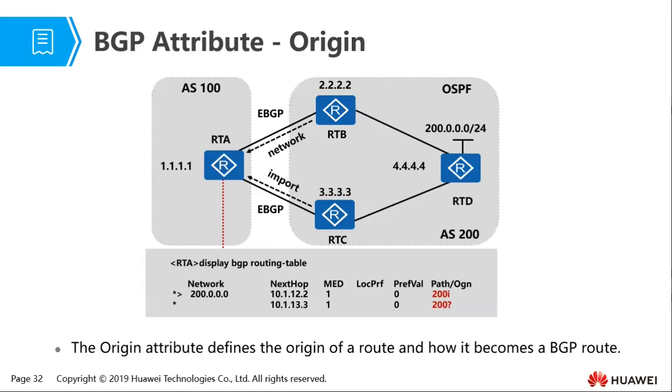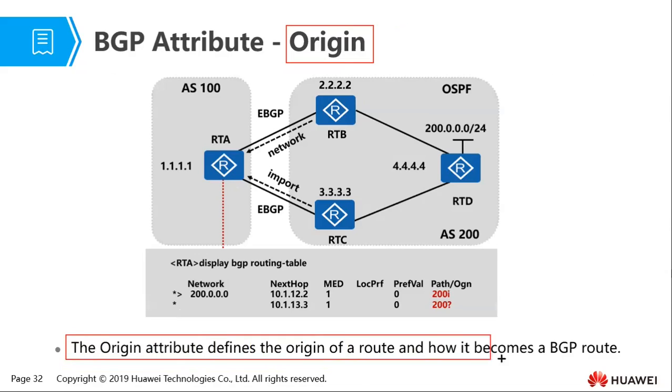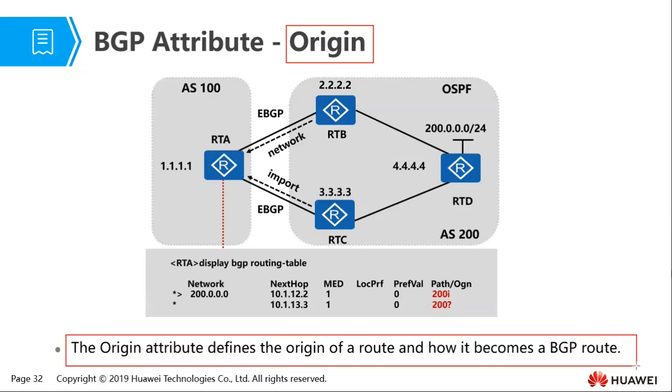So the very first attribute we're looking at is the origin attribute. The origin attribute is a well-known mandatory, meaning all the routers must carry it. Now, the origin attribute defines the origin of a route. The origin of a route is how it becomes a BGP route. So how did it become a BGP route?